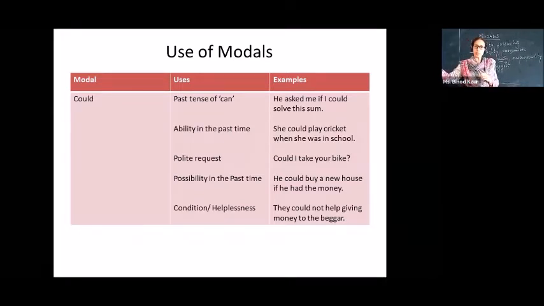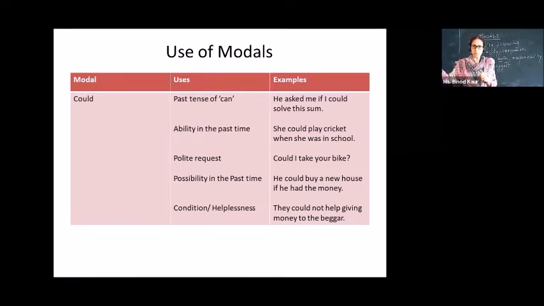So could is the past tense of can. He asked me if I could solve this sum. Now, when you do direct, indirect, when you explain some past situation to someone, you need to be very careful how you are using the correct usages of modals as well as tenses. So, if you say, he asked me if I can solve this sum, your English will be incorrect because there you are to use could.